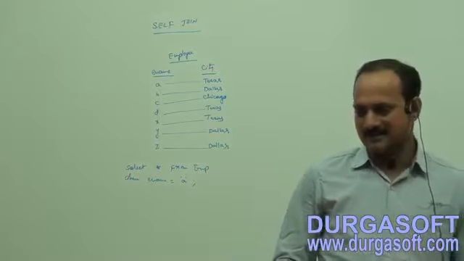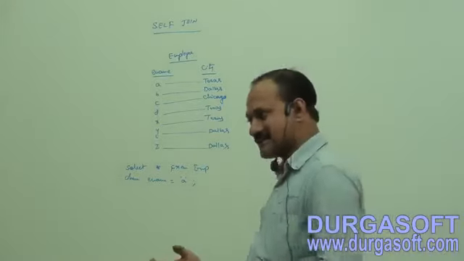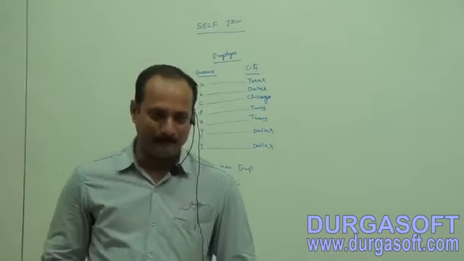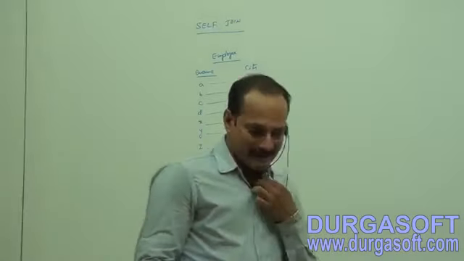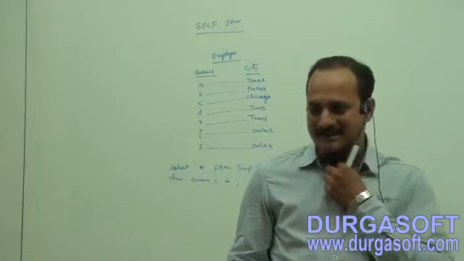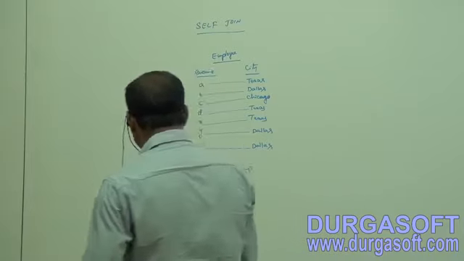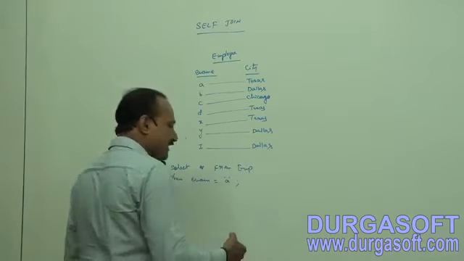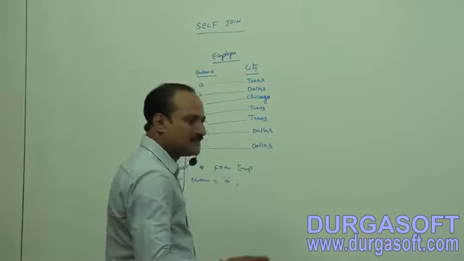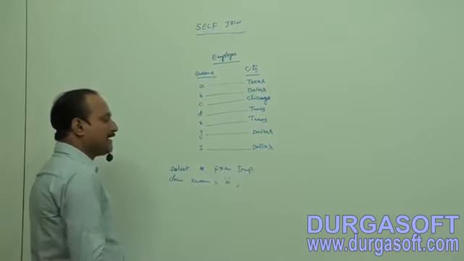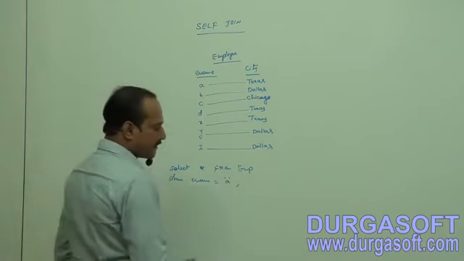Display employee details who is living in the city where A is living. Again I am repeating: display employee details who is living in the city where A is living. So in which city A is living, if any employee is there from the same city, then get that employee's details. So for my requirement, how do I check?